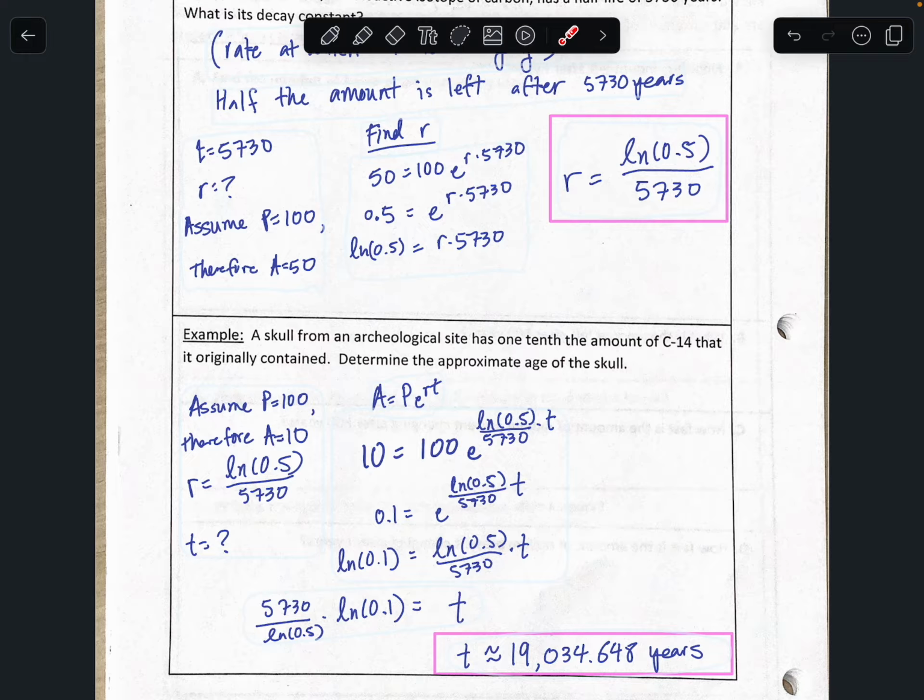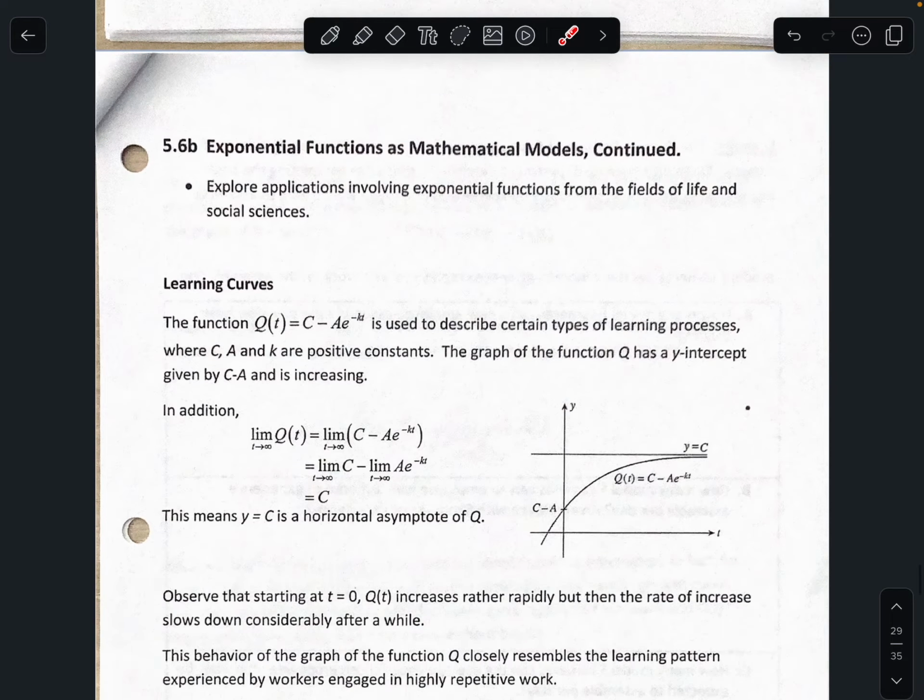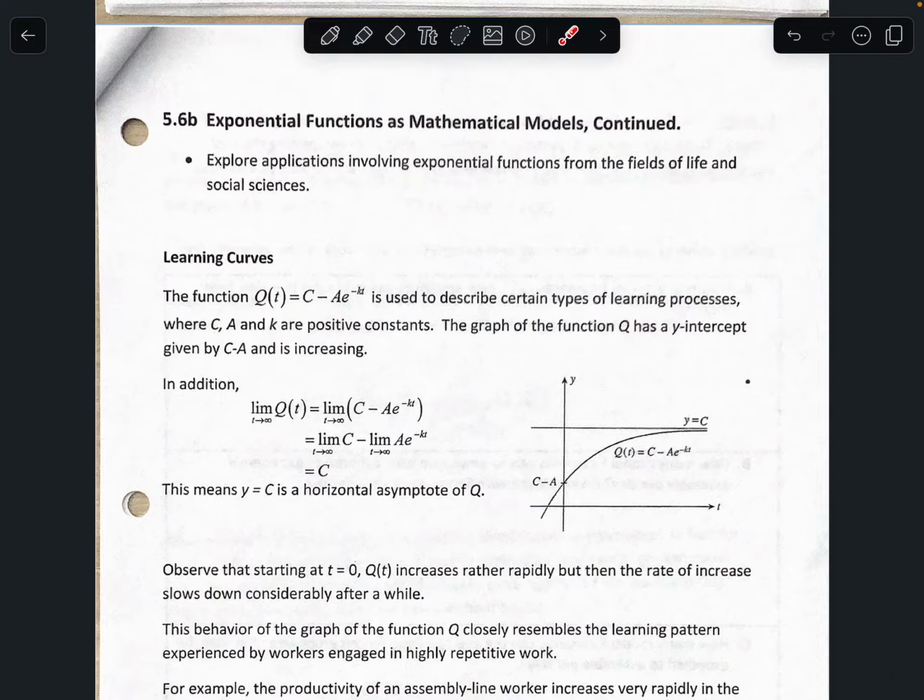Finding r first was the key to a lot of these problems: putting r back into the function, and then you have a function that allows you to find any time or any amount at any given time. Okay, we're going to move on to learning curves and logistic growth.